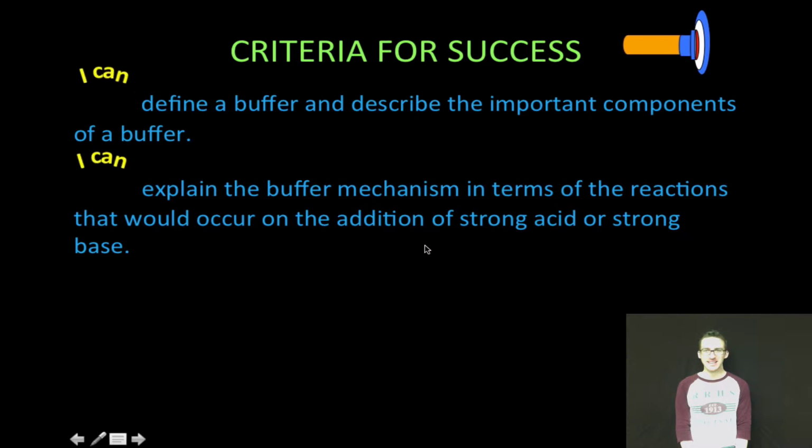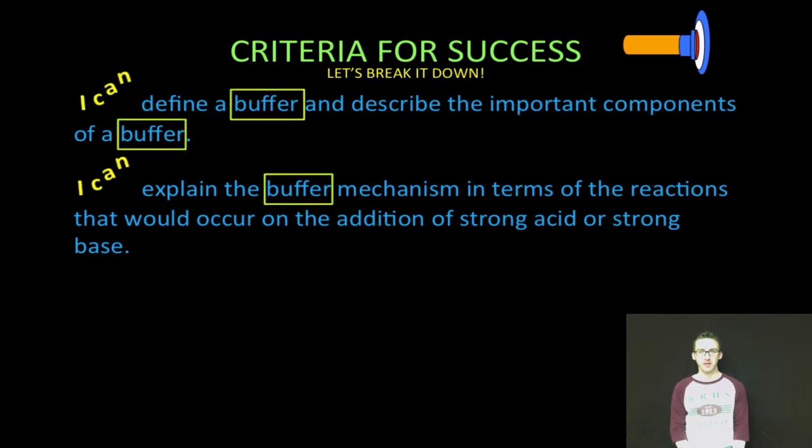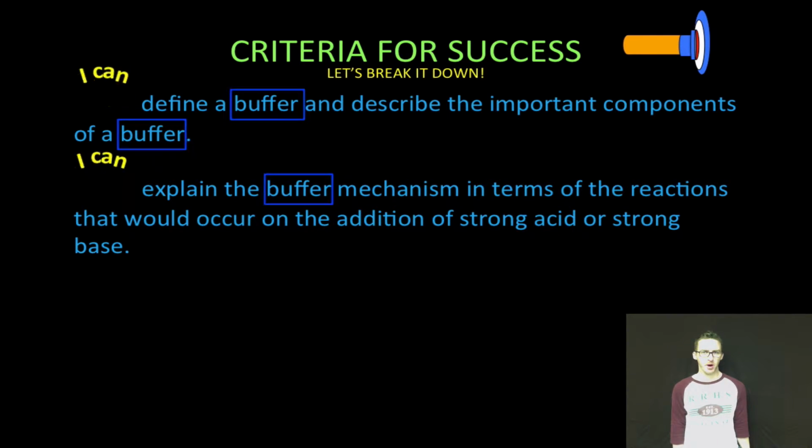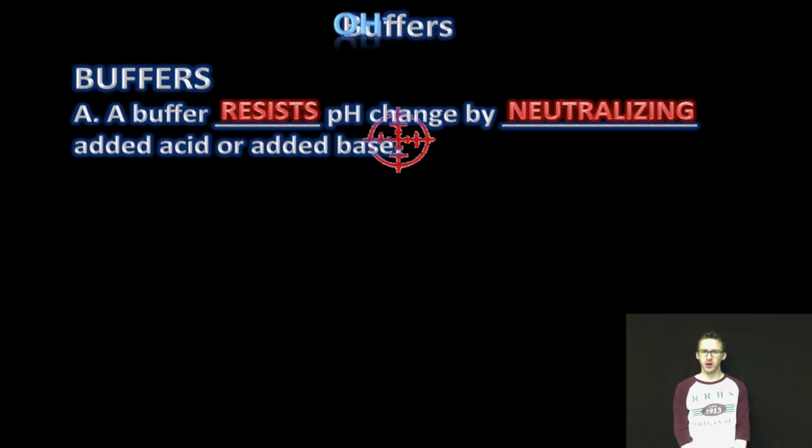Okay, so breaking it down as always, really two things we need to do here. One, define a buffer and describe the important components of a buffer. So first of all, what the heck is a buffer? What's it made up of? Number two, explain the buffer mechanism in terms of the reactions that would occur on the addition of strong acid or strong base. All right, let's just get this party started.